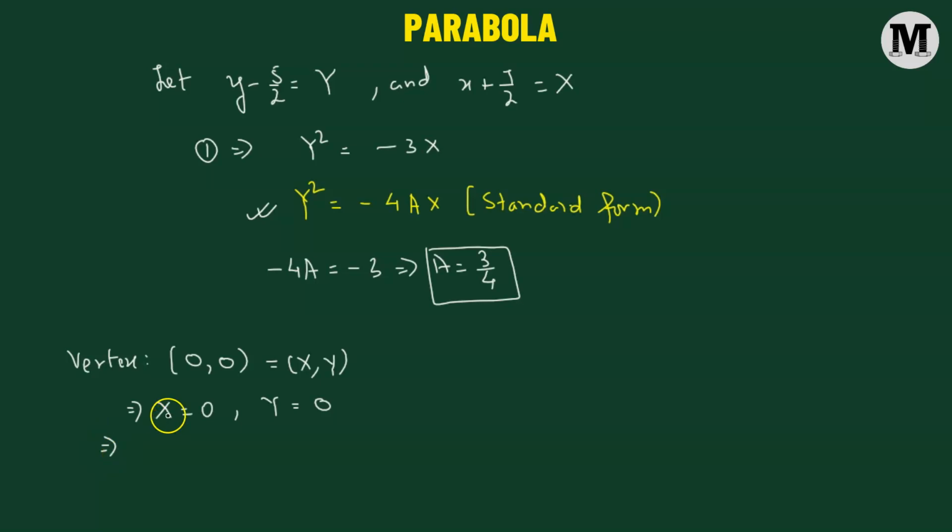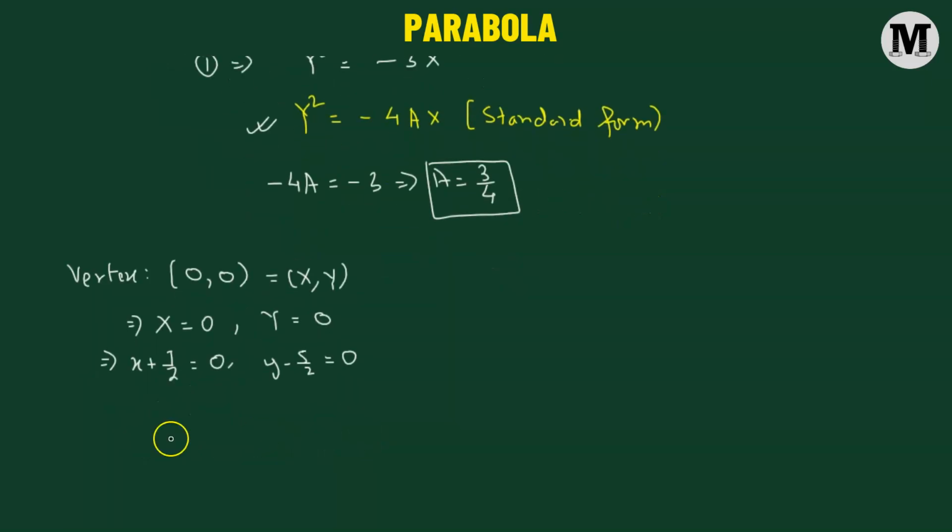Since we have considered X to be equivalent to x + 7/2, this will be equal to 0. And in place of Y, we take y − 5/2 equals 0. So here, if we solve this, we get the values of x and y. So x will be −7/2, and the value of y comes out to be 5/2.